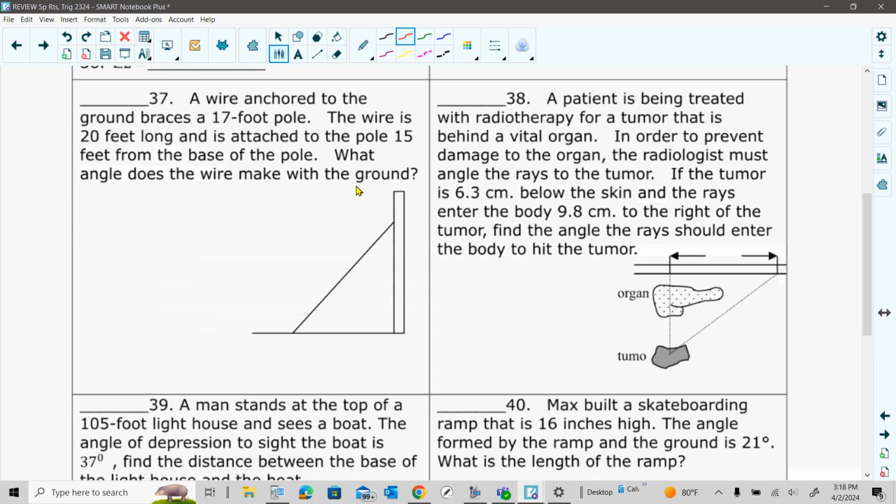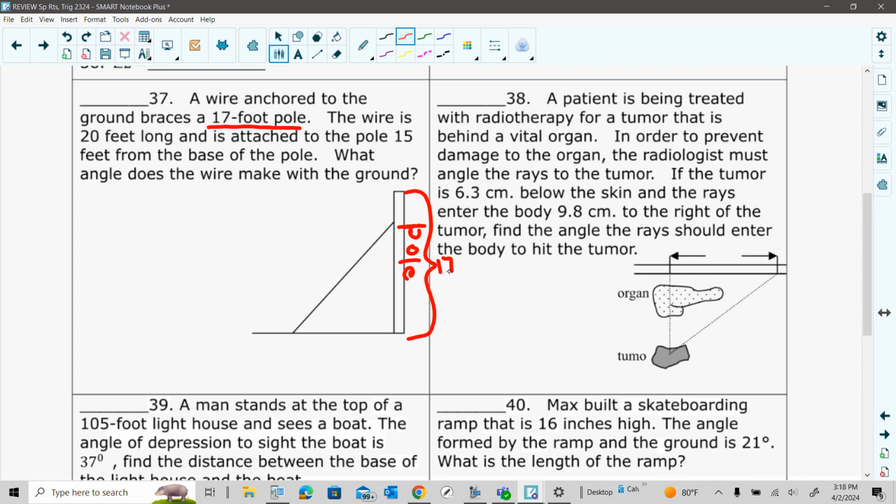This is our 5 steps with trig word problems. So we have to draw a diagram. Some of the diagrams won't be drawn for you. You just maybe have to label, like on number 37. We have to label the diagram. So what they have here in this diagram, we have a 17-foot pole. So this represents our pole. This whole thing is 17 feet.